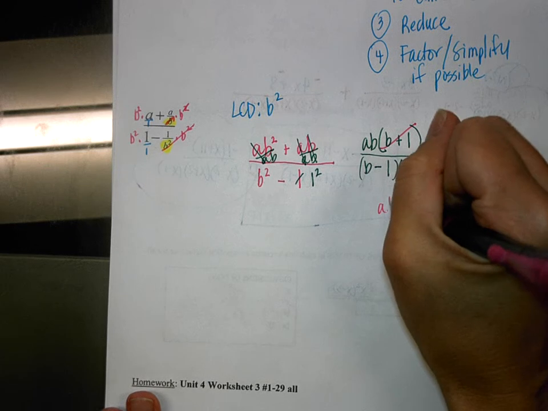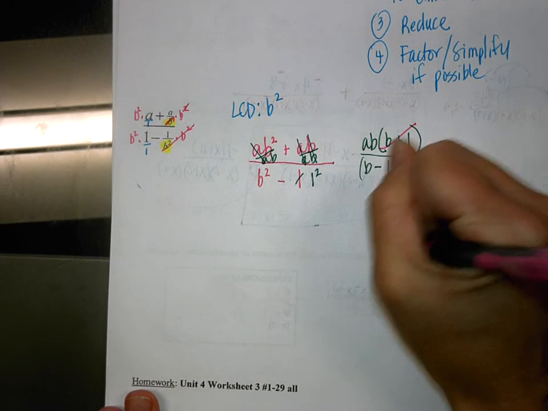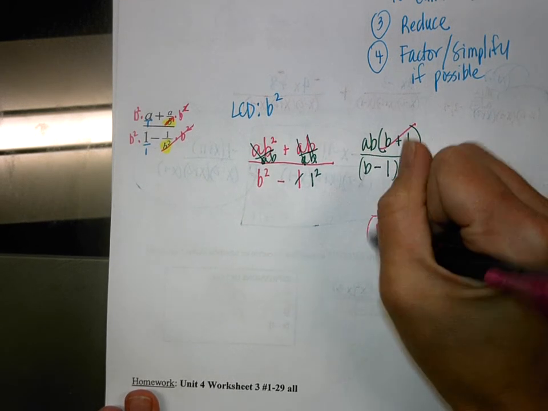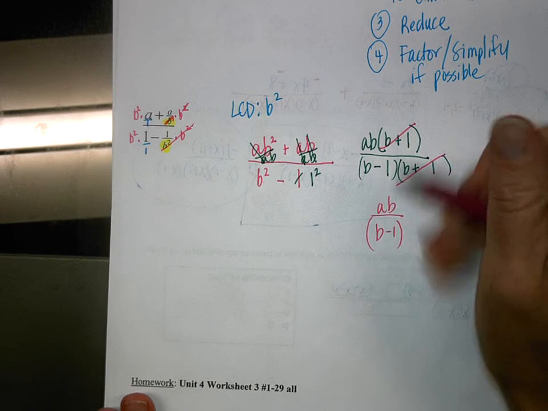Could I cancel out those B's? No. Very good, because those are connected like glue. B minus 1 is stuck together. Any questions? No.